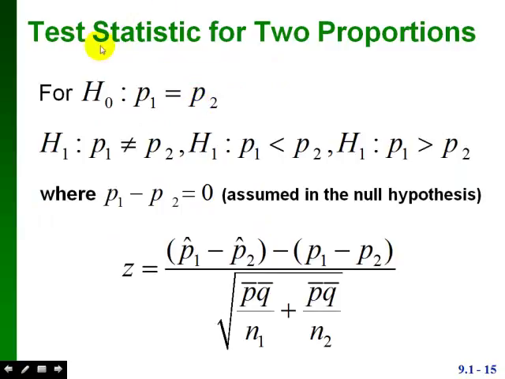Okay, now we're going to go on to hypothesis testing if we have two proportions. So for this one, you don't have to think too much about what the null hypothesis is. It will always be the same thing, and that is that p1 is equal to p2.